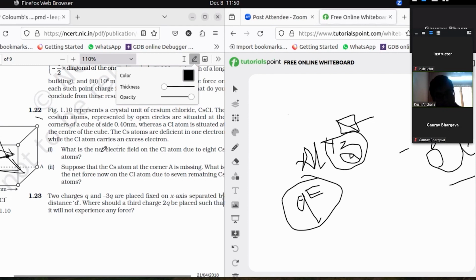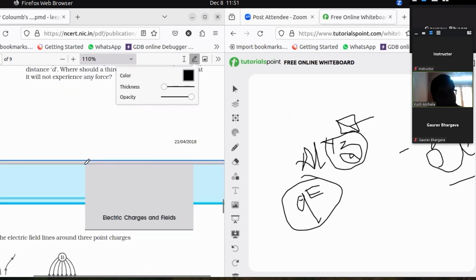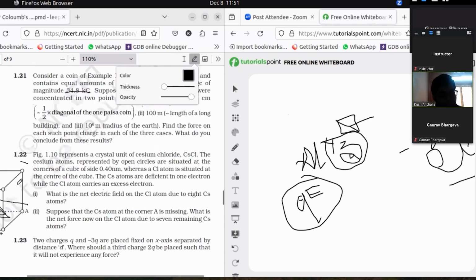Suppose the Cs atom with coordinate A is missing. Okay, this one is missing. So along this line, the force won't be balanced. This will cancel out this one, this will be cancelled by that one, and this by that one. So it will be along this direction, and the force will be kq by r square, and q is 1 electron. Two charges q and minus q. There can also be a case with q and q by 8, because only 1/8 of the atom is inside. So check according to the options whether q by 8 is there or only q.